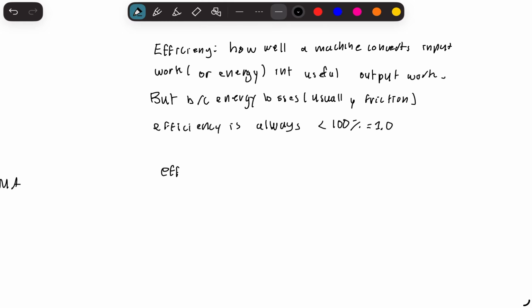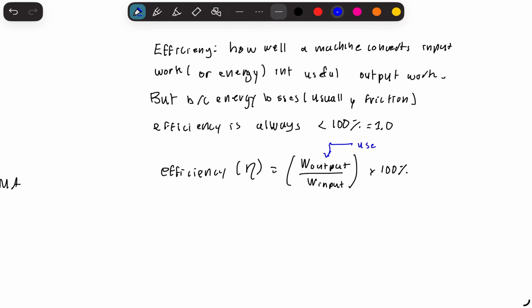So your efficiency formula is represented by this symbol here. Looks like an N. And this is equal to the work you output over the work you input. And to convert this into a percentage, you multiply that by 100%. Work output is going to be the useful work accomplished. And work input is just the work into the machine.